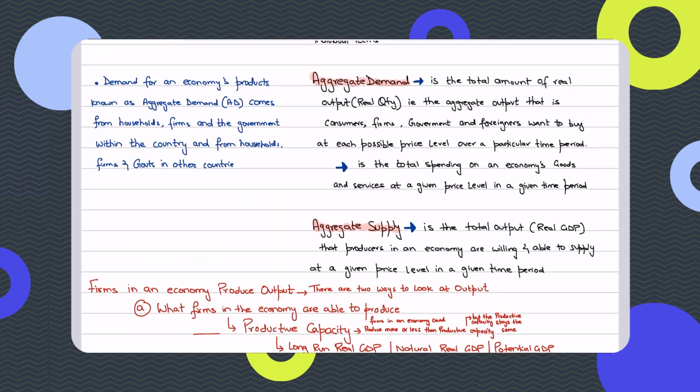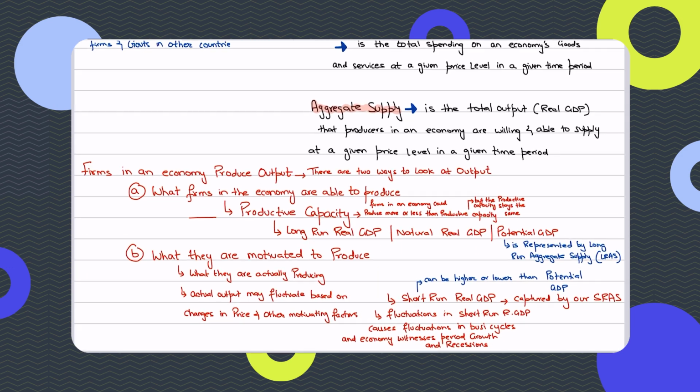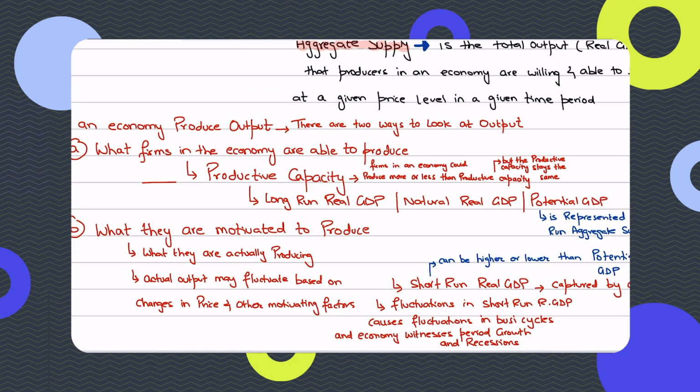देखें, अभी हमने एग्रीगेट डिमांड एग्रीगेट सप्लाई का बेसिक कॉन्सेप्ट पढ़ा है. अब हम नेक्स्ट वीडियो ऑनवर्ड्स एग्रीगेट डिमांड के डायग्राम्स देखेंगे, फिर हम एग्रीगेट सप्लाई के कर्व्स देखेंगे, ठीक है? तो potential GDP is captured by a long run aggregate supply curve, and we'll study the long run aggregate supply curve once we are done with aggregate demand.